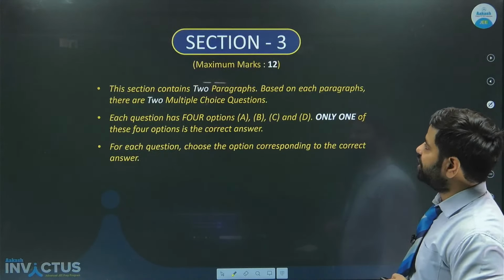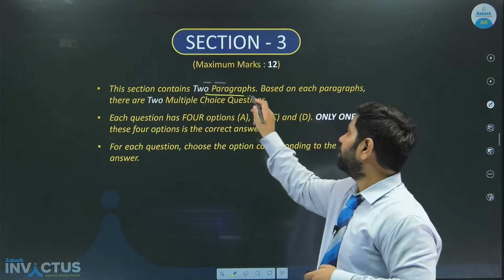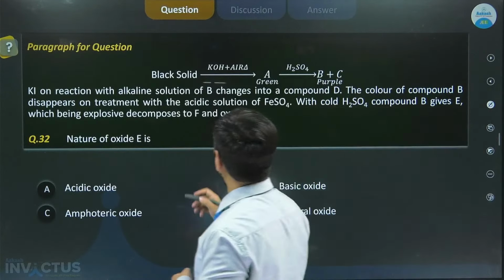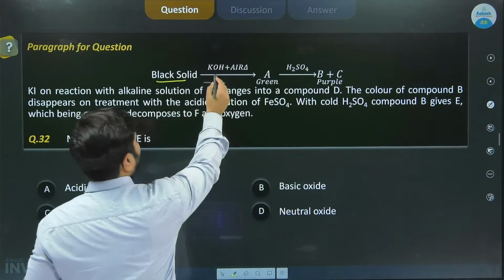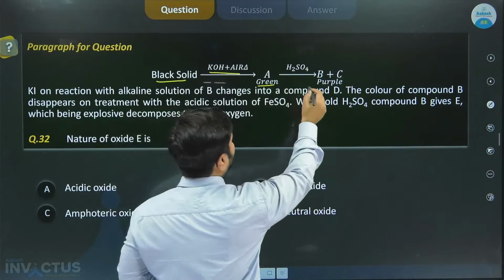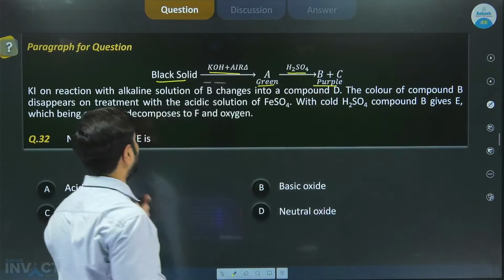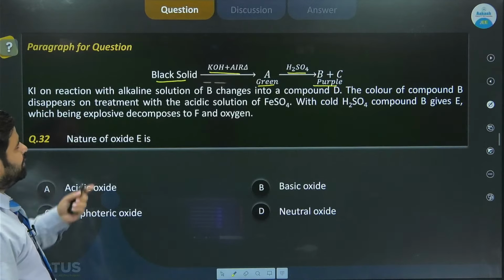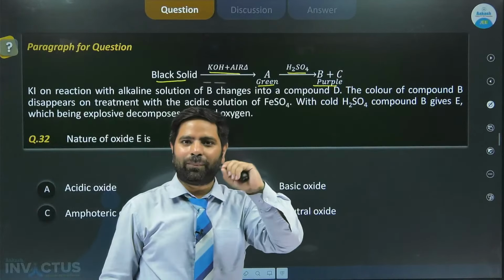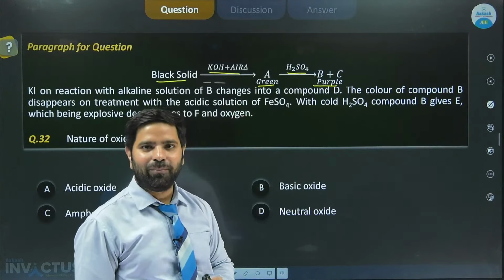Section 3 next contains 2 paragraphs, only single choice questions. A black solid on reacting with KOH on heating gives a green compound, and on reacting with H2SO4 gives a purple compound. From here we can simply judge the purple compound will be potassium permanganate and the green compound will be potassium manganate.